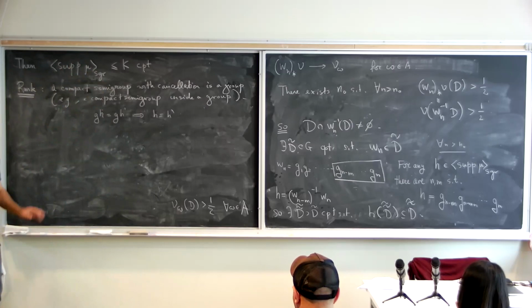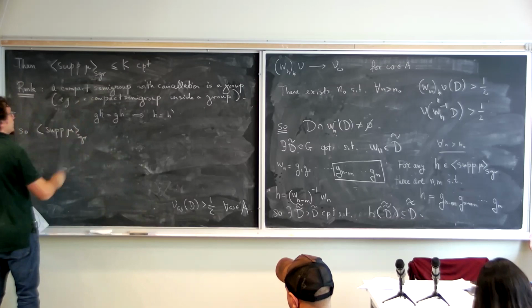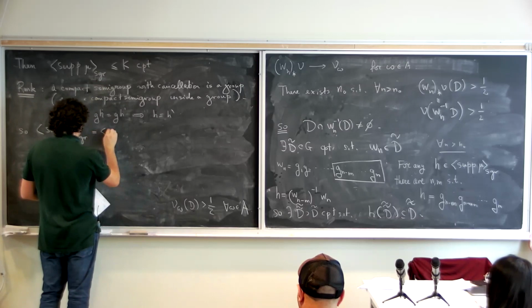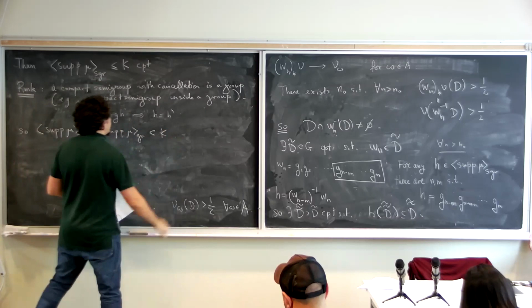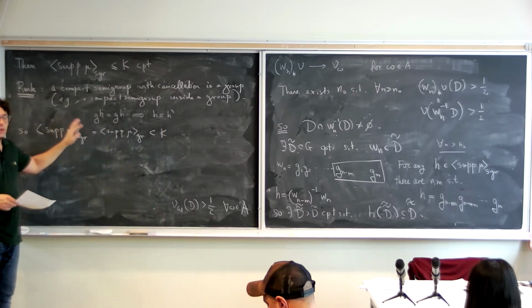So that's the support of mu. The semigroup generated, we know that this has to be compact by this argument, is also the same as the group. And it has to be inside K. And again, this is very important. The fact that it's compact is important. Otherwise, this is not true and it's more annoying. So for this case, it's okay.